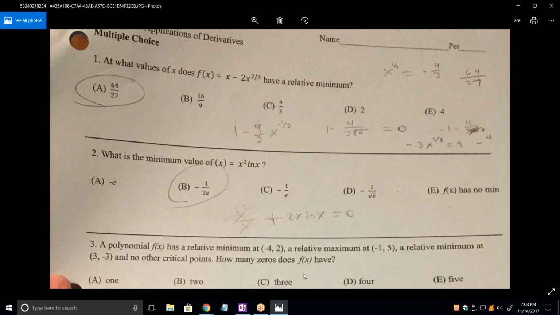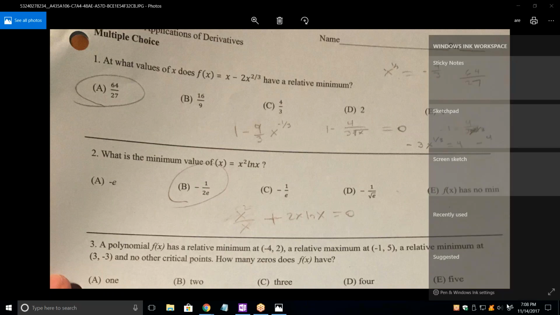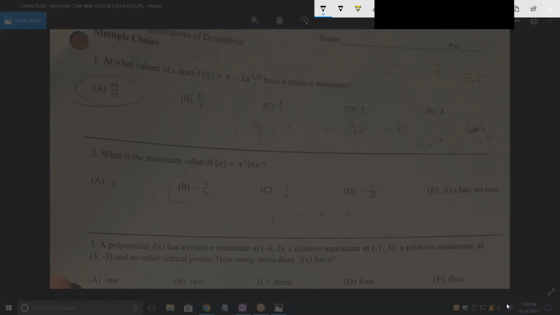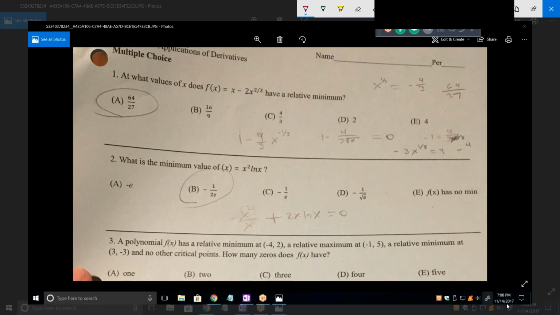What's wrong with that answer? No idea. Well, if you cube a negative number, it stays negative. So the fact that I don't see a minus 64/27 on here means we must have a sign wrong somewhere. Let's go back over that.